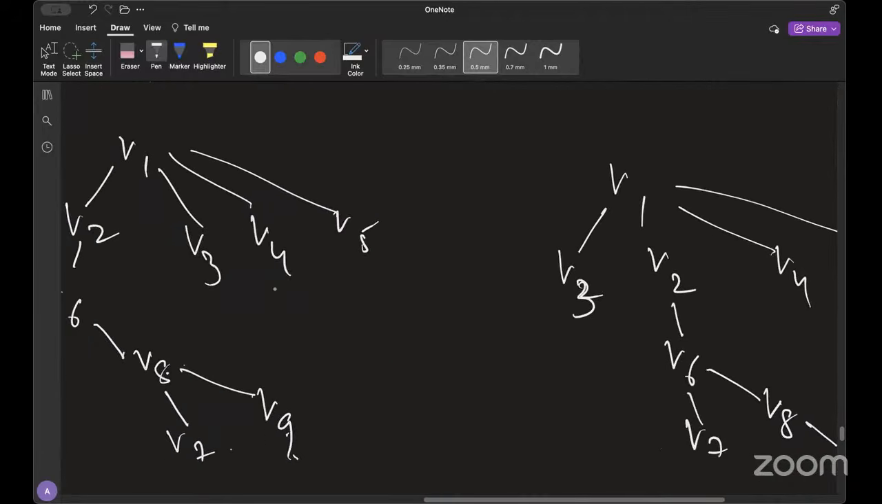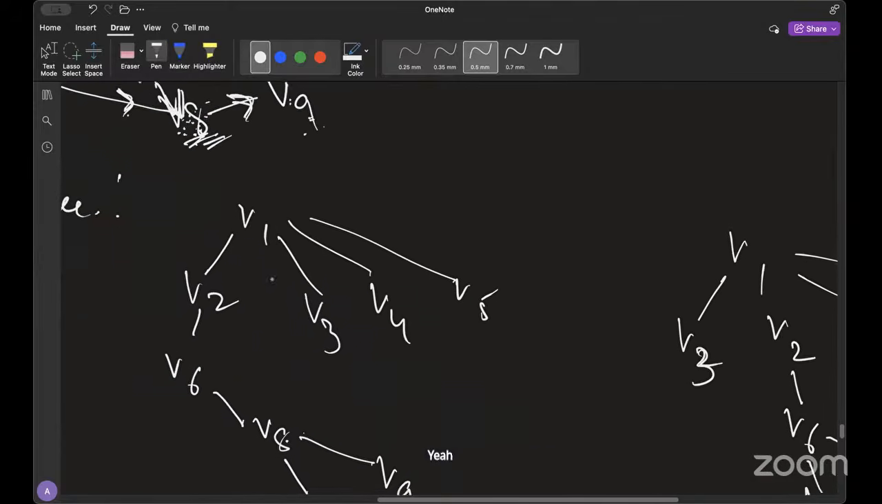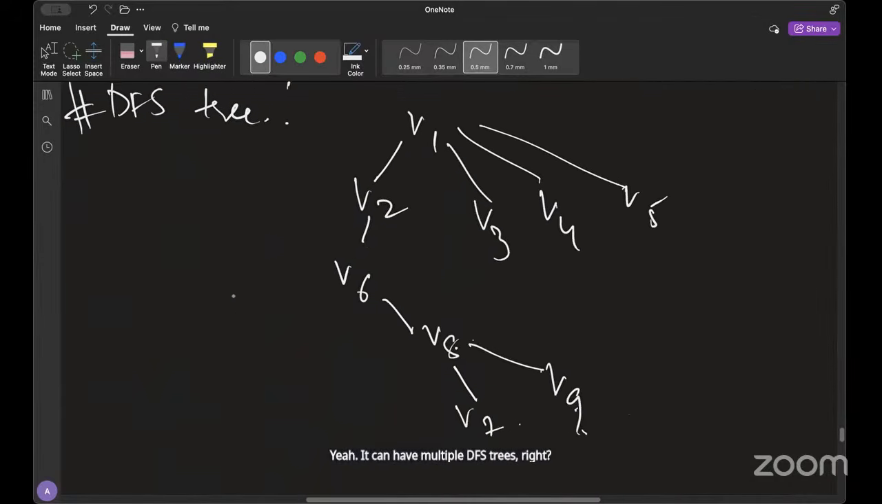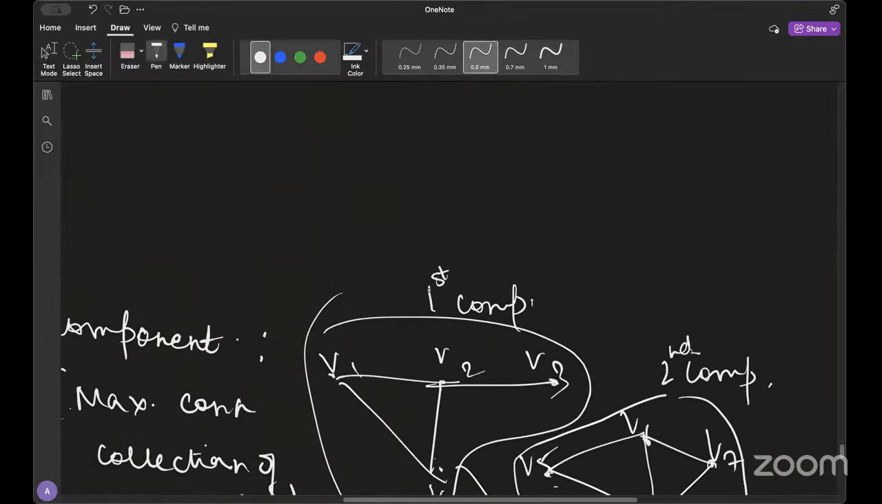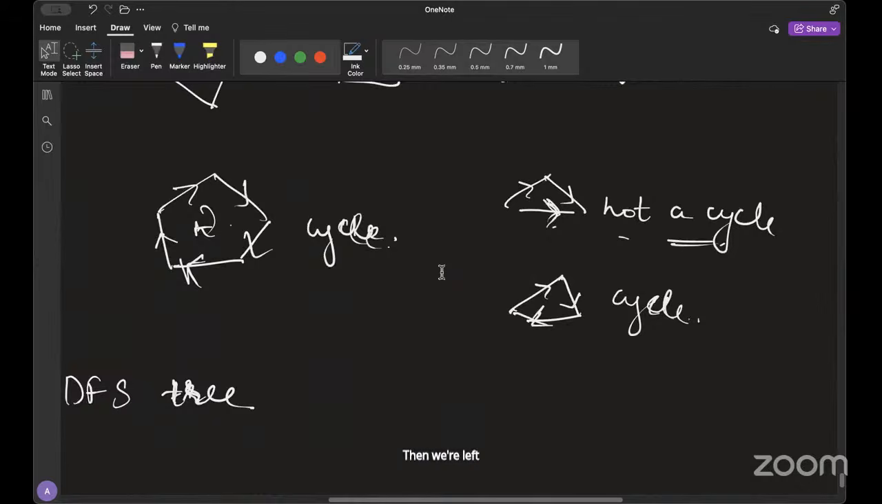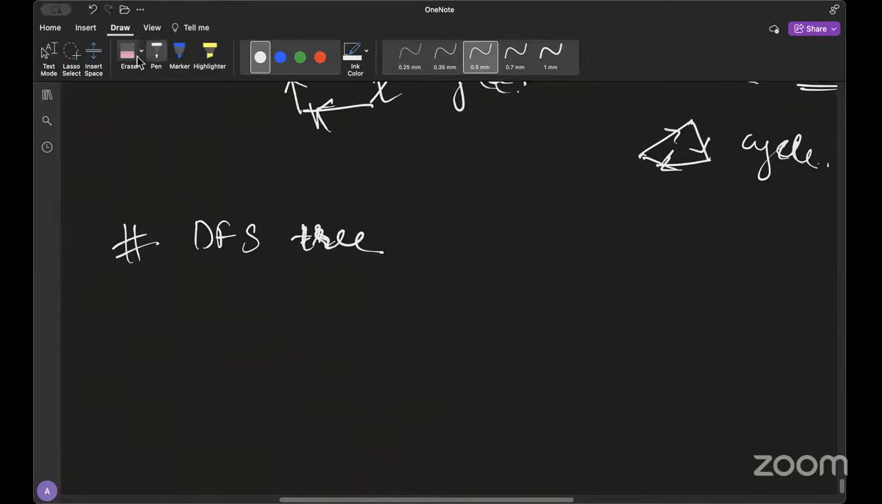Ma'am, it means that one graph can have multiple DFS trees, right? Okay. So then we're left with finding the components. Let's see how we find the components, right?